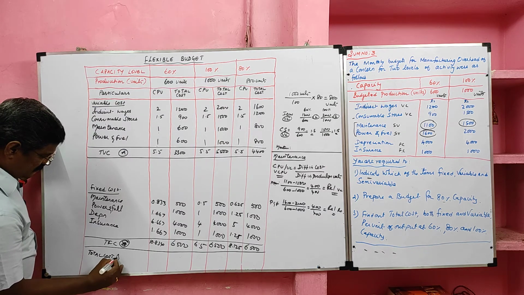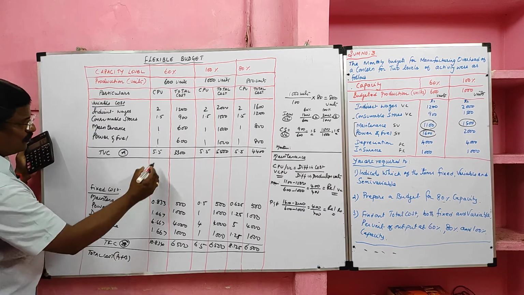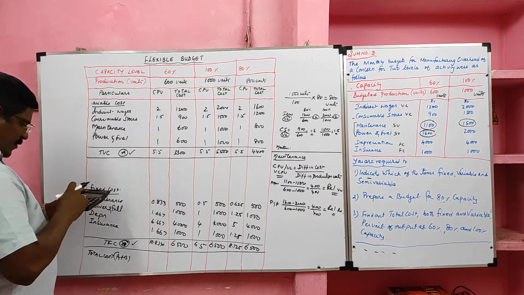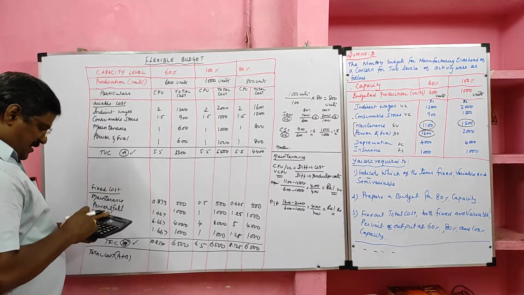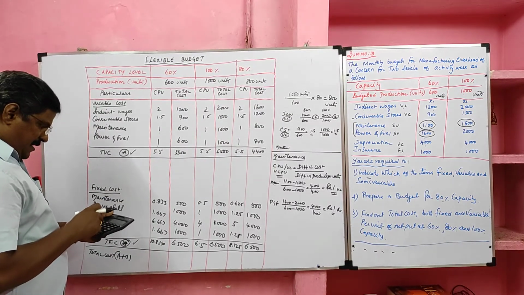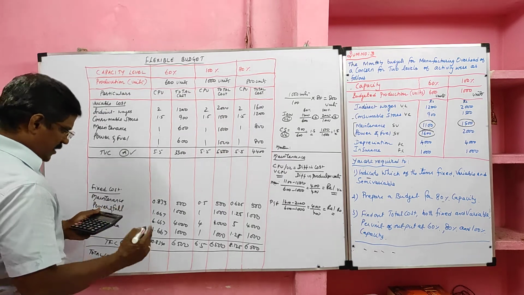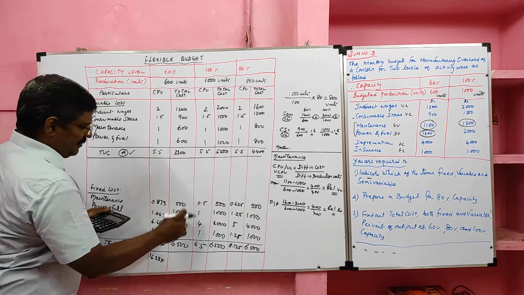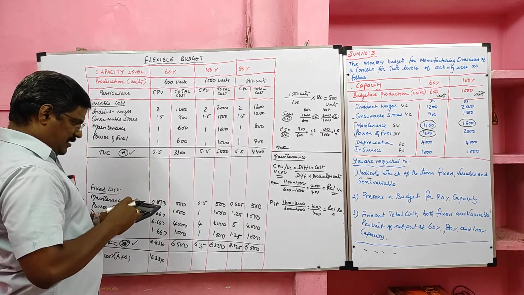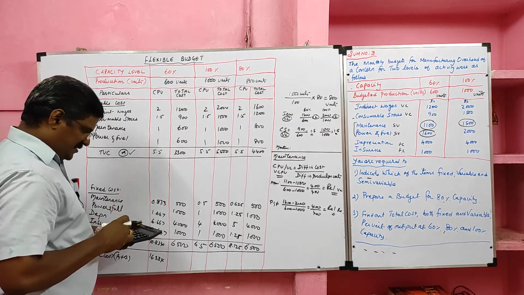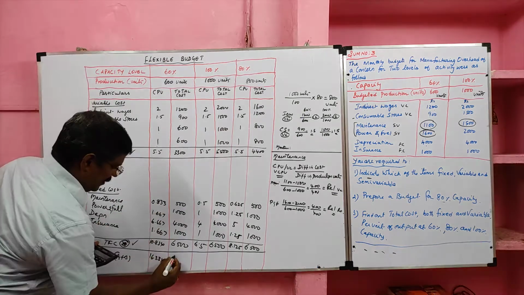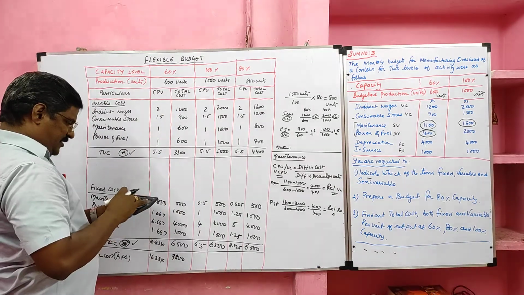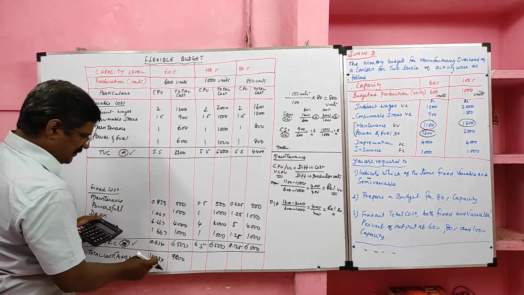Total cost is A plus B. What we have to do? The total variable cost as well as we have to add fixed cost. 5.5 plus 10.834, 16.334. Then we have to add these two: 3300 plus 6500, 9800. 9800 divided by 600 units, we will get this value.